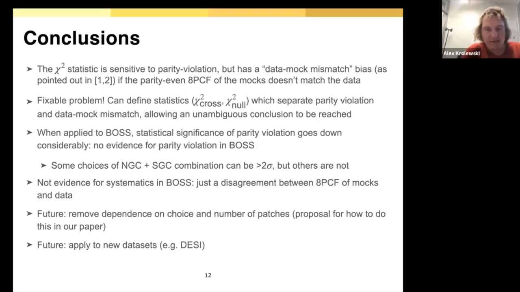And so in the future, we have some proposals in the paper for how to remove the rather arbitrary dependence on the choice and number of patches. And we're also quite excited about applying these new statistics to new data sets. DESI is incredibly powerful and already has basically as many spectra as SDSS in its first year. And so it will be quite exciting to see what happens with this new data.